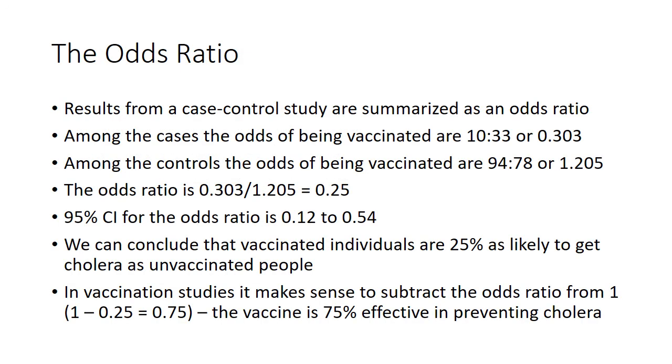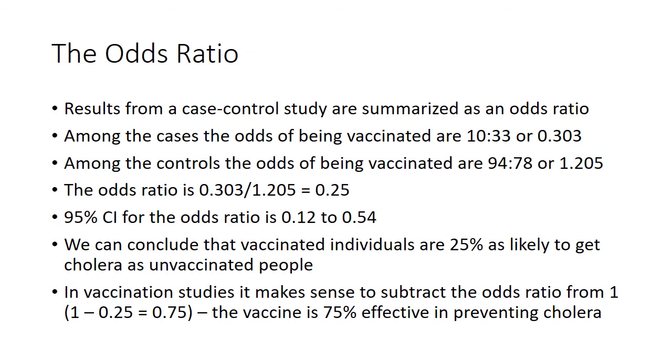Again, the odds ratio is going to be the best way to summarize data from a case control study. What we can look at are the cases of people who got cholera, and the odds of them being vaccinated versus not being vaccinated. In this case, we had a total of 43 people in the study who had cholera. 10 of them were vaccinated versus 33 who were not vaccinated, so the odds were 0.303 of being vaccinated. Among the controls, the odds of being vaccinated were 94 to 78, or 1.205. Because we have these two different odds, we can look at an odds ratio and determine our answer.